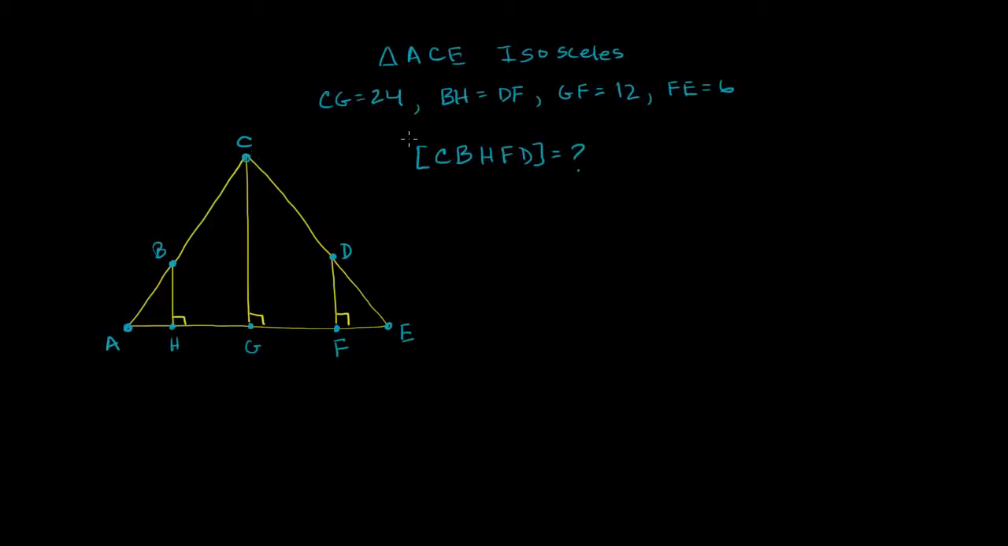So in this problem here, we're told that the triangle ACE is isosceles. So that's this big triangle right here. It's isosceles, which means it has two equal sides. And we also know from isosceles triangles that the base angles must be equal.